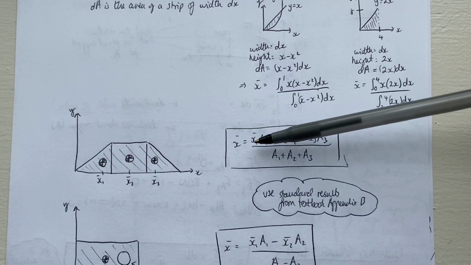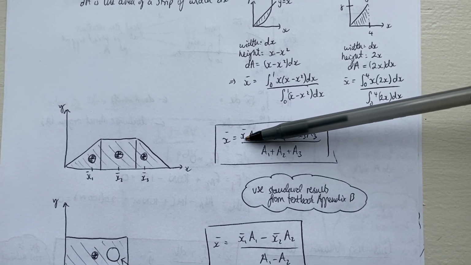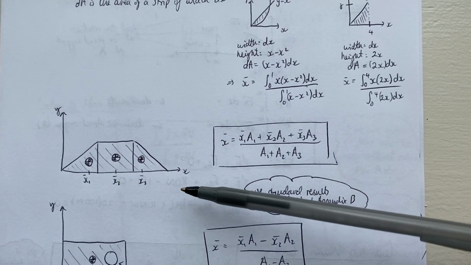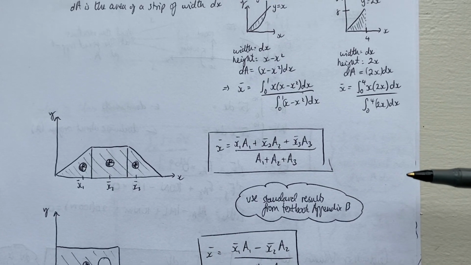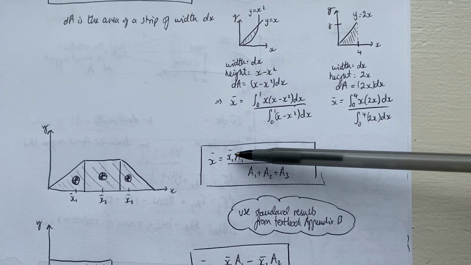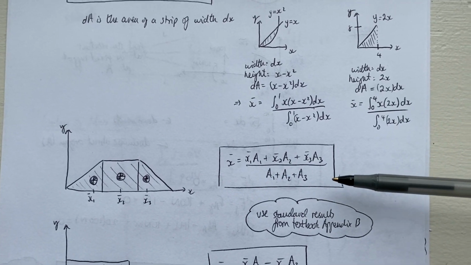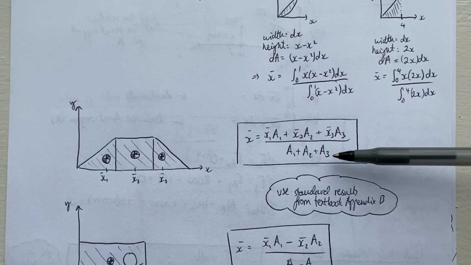But what we do is we look up the centroid of each of these pieces, calculate the area, and then sum the product of them, and then average that over the whole area. So that should be fairly intuitive.